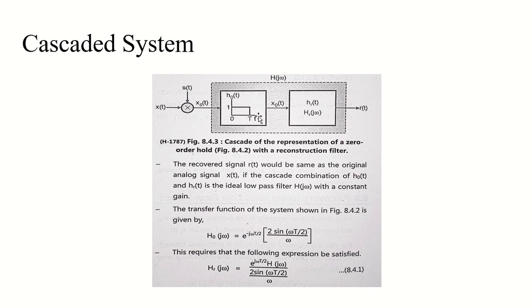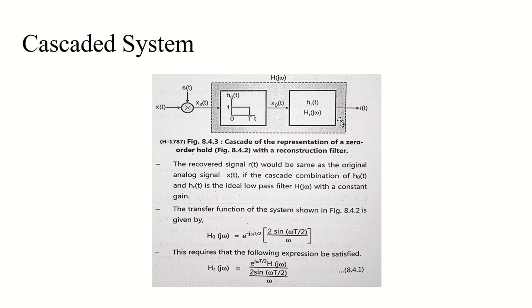See this image, the first one shows the cascade of the zero order hold system with the reconstruction filter. Here the transfer function Hr of j omega of this system should be such that the recovered signal r of t will be equal to my original signal x of t. Here I have the original signal, here is the output signal, and the rest of the process is the same as you can see here. It's just that this is a cascaded system, right?